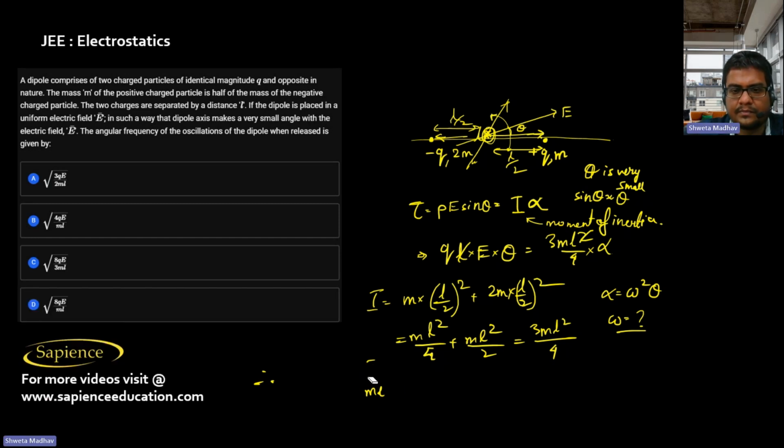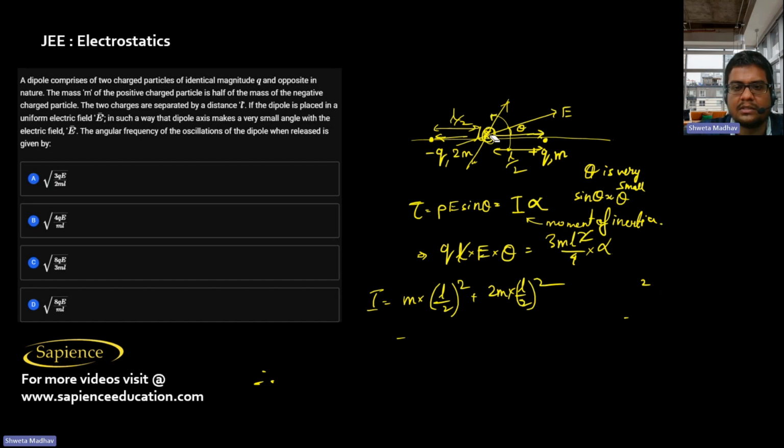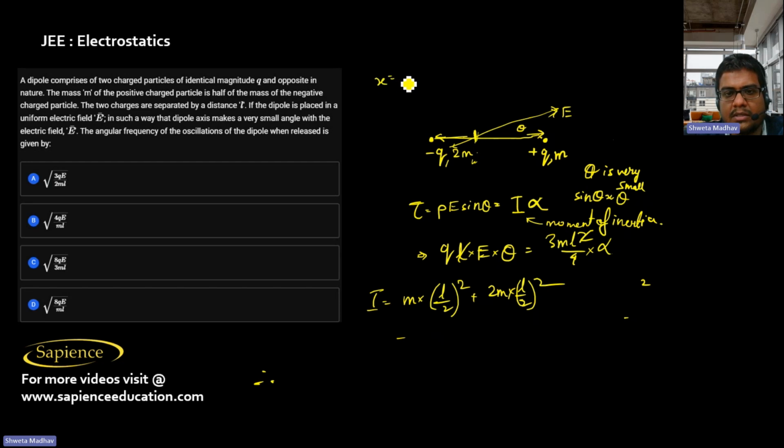Here actually they will rotate about their center of mass only. So the center of mass first we have to find out. The center of mass will lie somewhere here, which is x equal to, if we take this as the origin, 2m into 0 plus m into l, divided by 3m. This is l by 3. So from here this length will be l by 3 and this length will be 2l by 3.